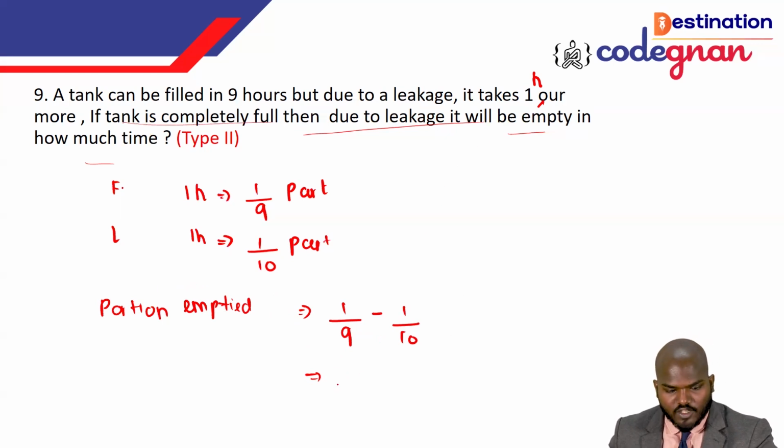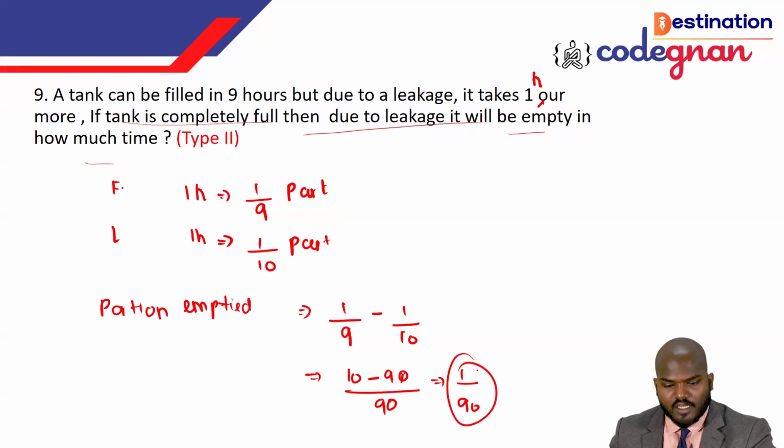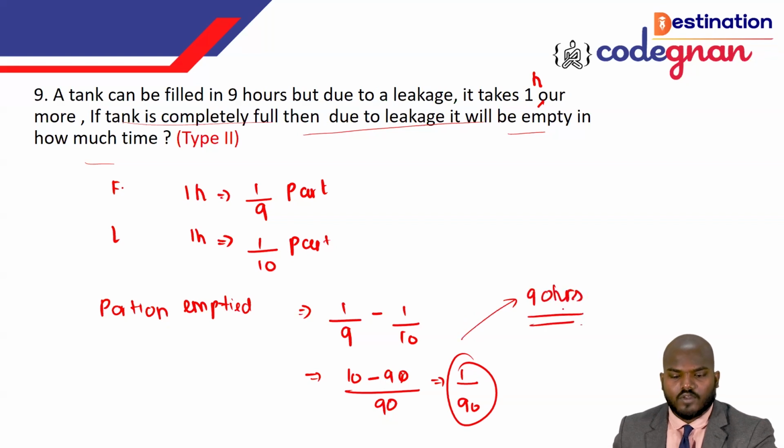You need to take the value, it will give you 10 by 90 minus 9 by 90, so 10 minus 9. If you take the LCM, it will give you the value 1 by 90. So that 1 by 90 part can be emptied if you are using both of the pipes. So it will be completed in 90 hours. So this is the answer for this question.